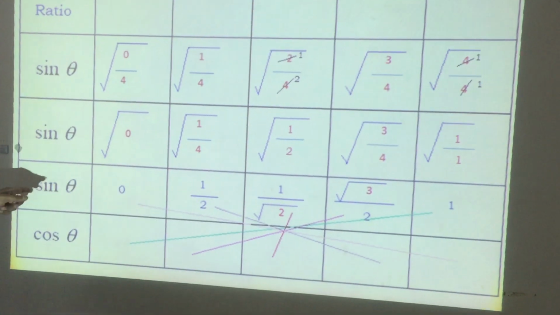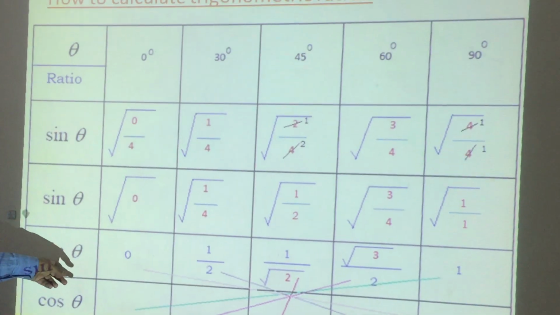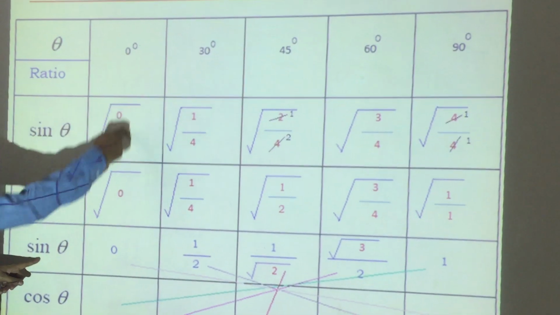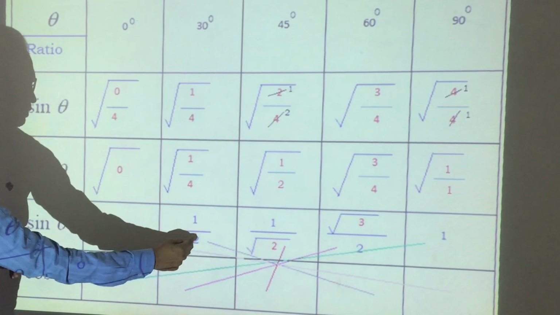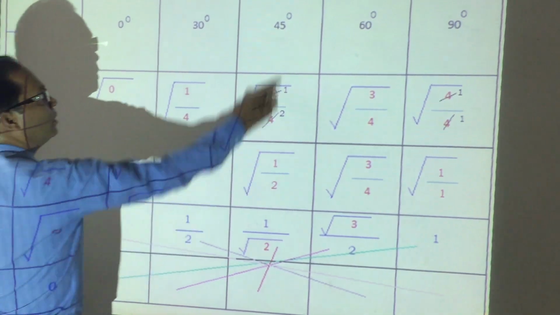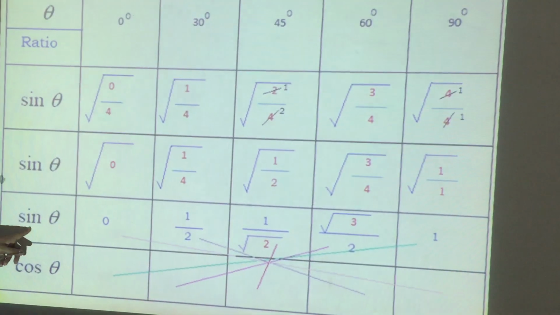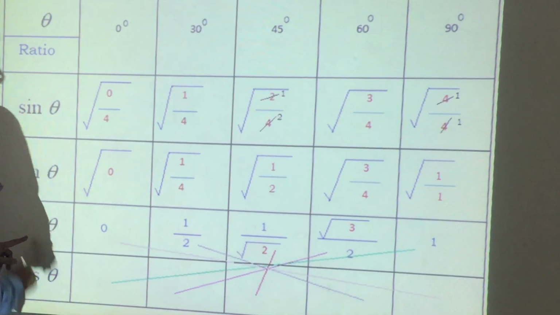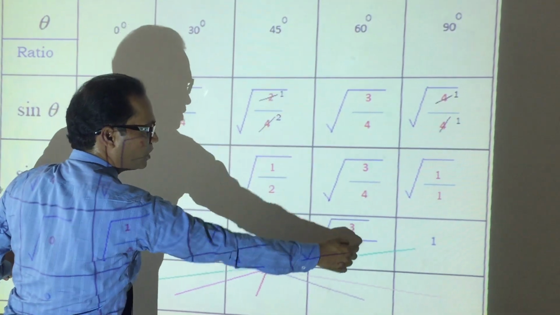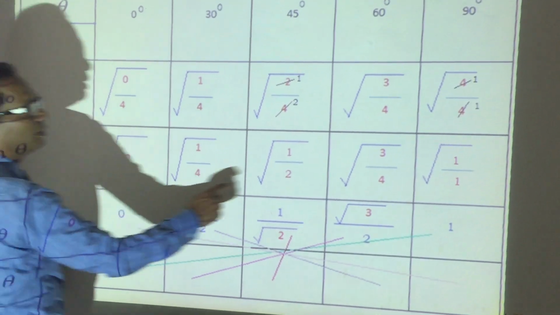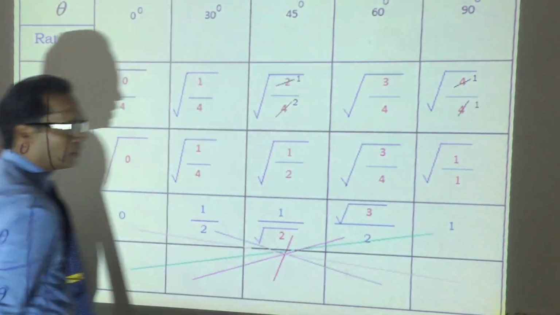So this one value is sine theta. So if sine 0, you will get 0 value. Sine 30, you are having 1 by 2 value. Sine 45, your value here, 1 divided by square root 2. Again, sine 60, square root 3 by 2. And sine 90 value is 1.